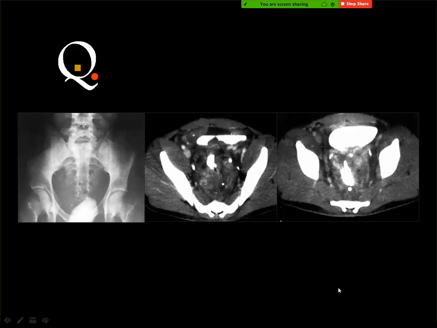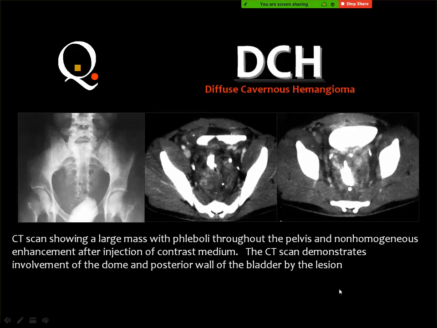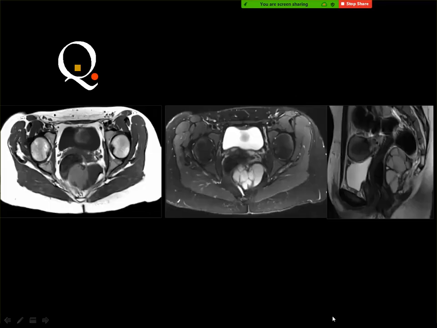Cavernous hemangioma. Very good. And this is cavernous hemangioma of the rectum. And you can see these are multiple pelvic phleboliths together with diffuse thickening of the rectal wall. And this is the attempt for barium enema. And you got also the extensive amount of phleboliths.